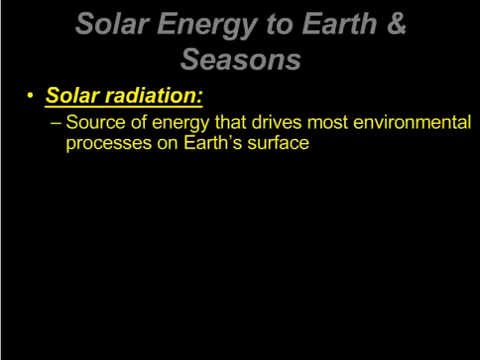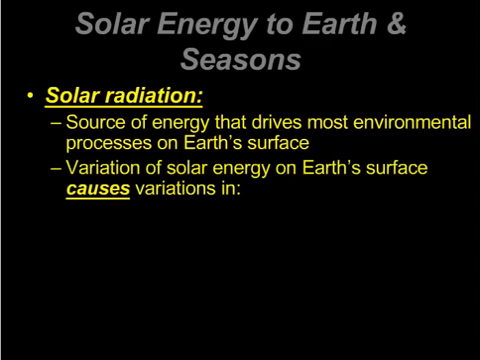Solar radiation is the source of energy that drives most environmental processes acting at the surface of Earth. And so very important is the variation of solar radiation on Earth's surface, which then causes the variations of all the various things we're going to talk about later this semester and throughout the semester. So this is very much a building block for things we're going to talk about later.